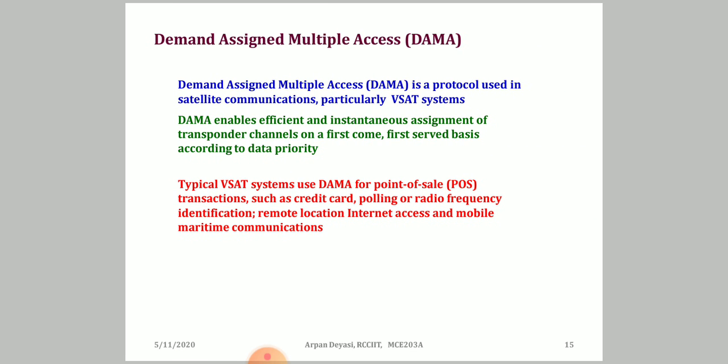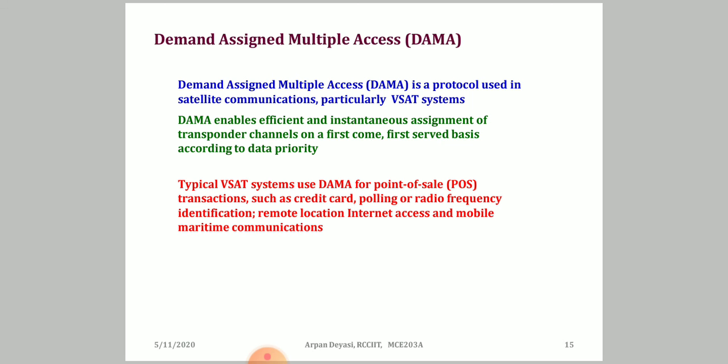So in order to remove it, people go for DAMA, that is the demand assigned multiple access. It is a protocol particularly used for VSAT systems which enables efficient and instantaneous assignment of transponder channels on a first come first serve basis. Basically it depends on the data priority. If you have more priority, then you will be assigned a channel. If you have less priority, you will be set aside and will be assigned later. Typical VSAT systems use DAMA for point of sale transactions.